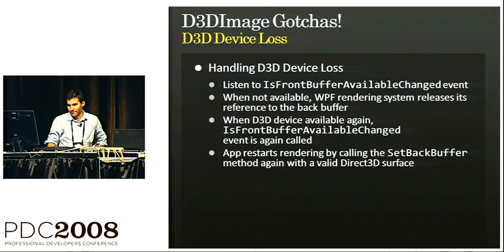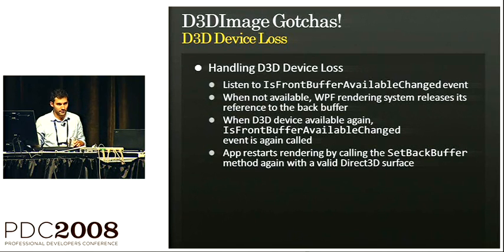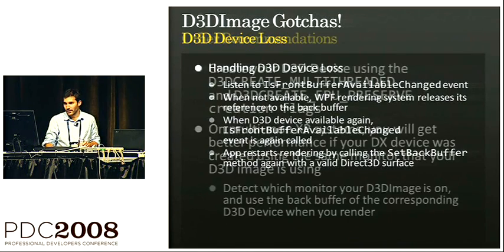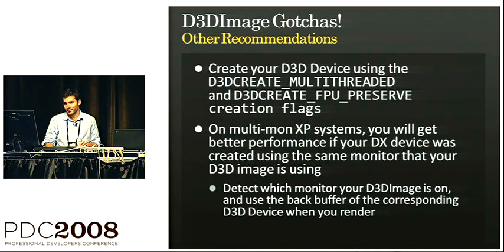So basically, when you lose your device, I don't want to go into this in too much detail again because it's all available online and it's got more detail. But you basically subscribe to this event. When the device is lost, we're going to release our reference to the back buffer. So you're going to have to reset the back buffer with your device once you're able to use it again. And that's about that. A few other recommendations is you should create a multi-threaded D3D device.